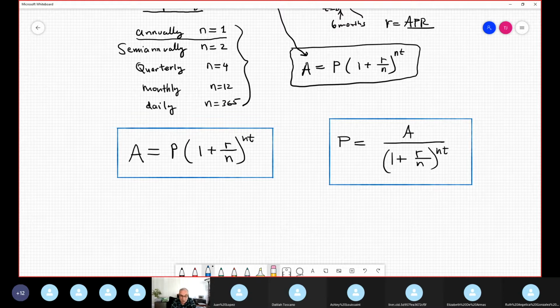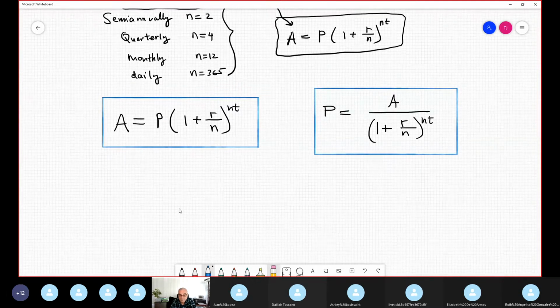Present value is exactly the same formula, but you divide by this factor. Therefore, you obtain the present value that you're planning to deposit now, today, in order to get in, I don't know, 10 years, some money.